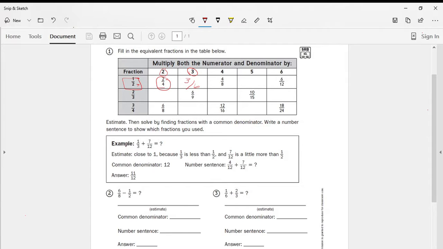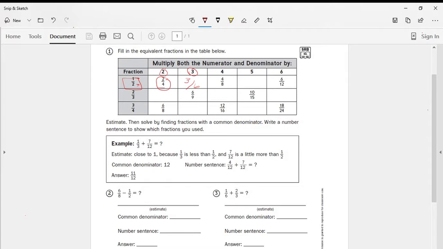When I come down to number 2, I'm looking at 6/8 minus 1/2. When I make my estimate, I need to use my benchmark fractions, which are 0, 1/2, and 1. So 6/8 is closest to 1 because 4/8 would be 1/2. So 6/8 is closest to 1.